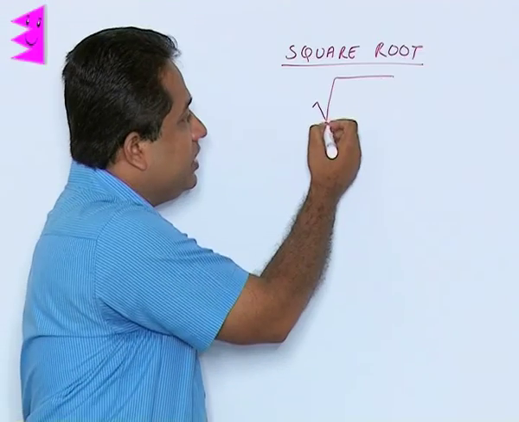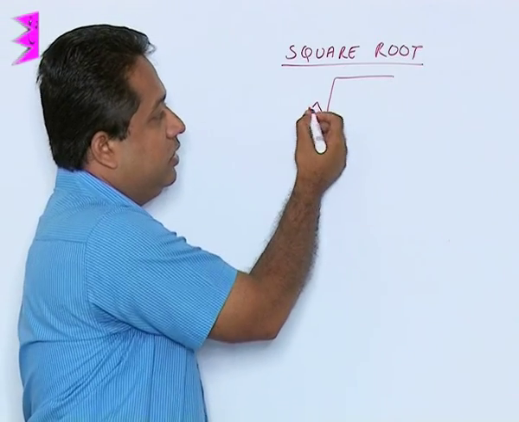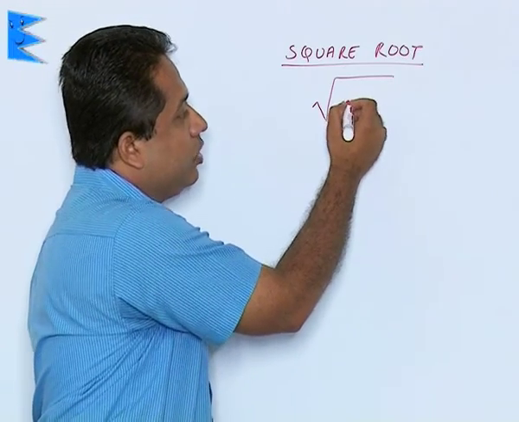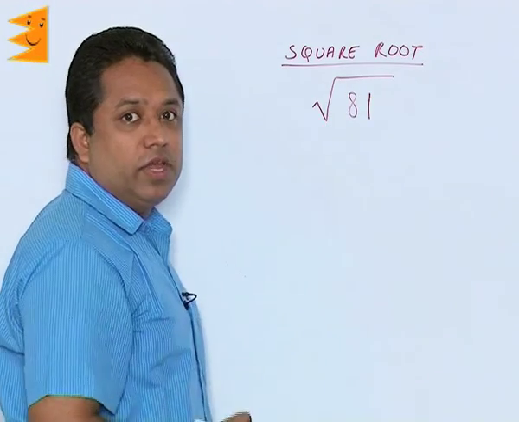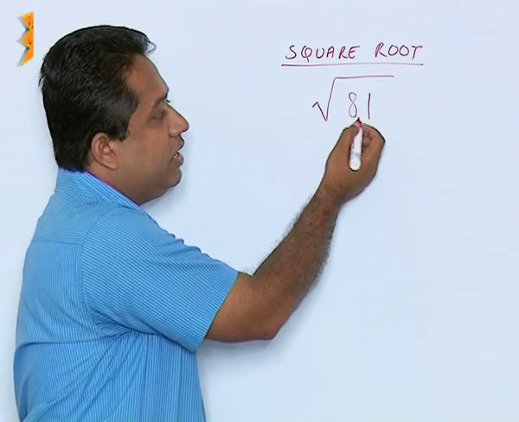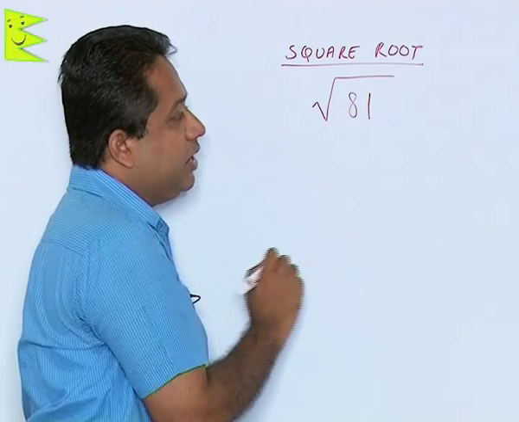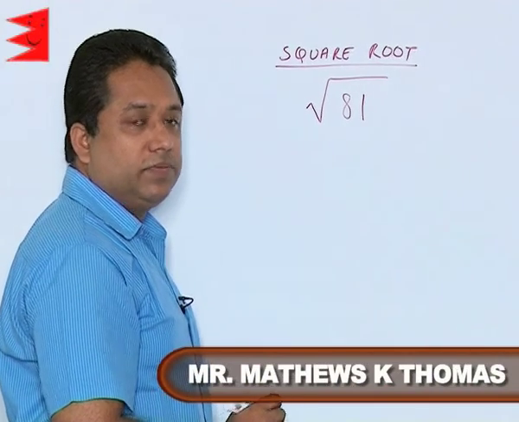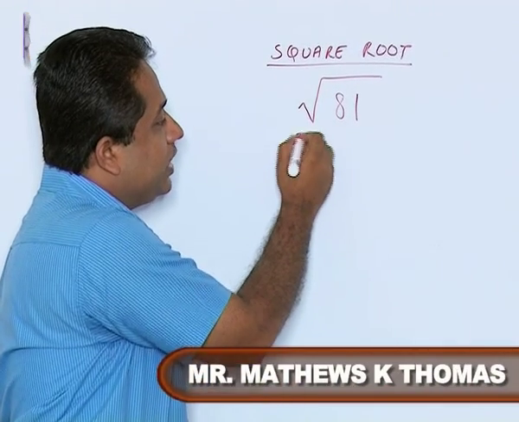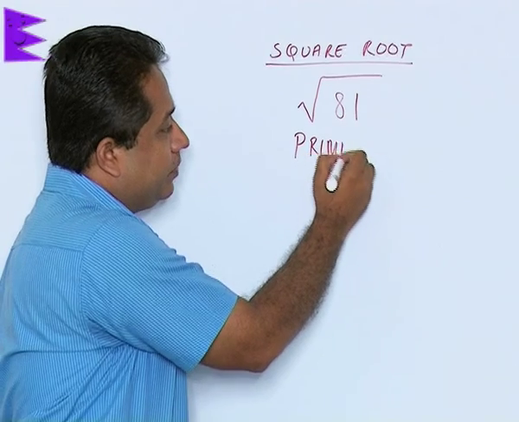Now, first of all, the symbol for square root is this. If this symbol is there, suppose you are given 81 inside, this means that we have to find out the square root of 81. Now, this number 81, as I told, can be solved in two ways. First is the prime factorization method.